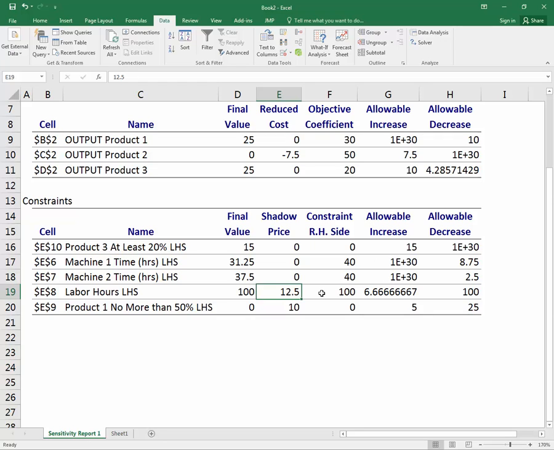But notice that the range of feasibility only allows me 6 2/3 more hours. So I know the $12.50 is good for the next 6 2/3 hours. So the question is asking 120 hours. 20 is above that 6 2/3. So I don't know how much. I can't take that 20 and multiply it times 12.5 to figure out how much additional profit I would get. So what that means is I need to change the right hand side of the constraint for labor to 120 and resolve it.